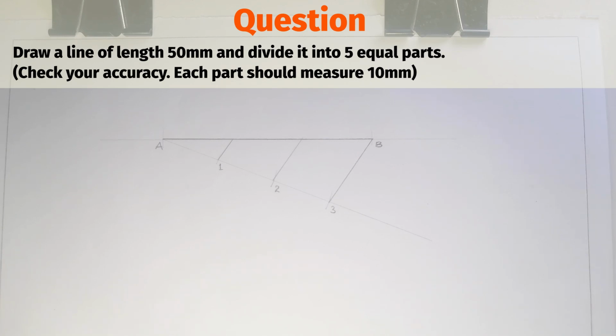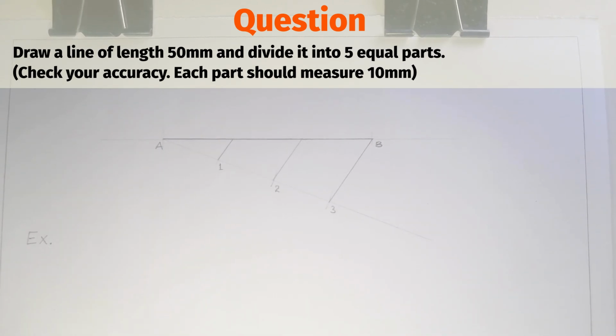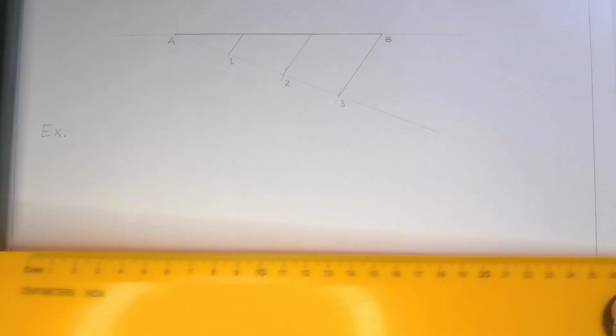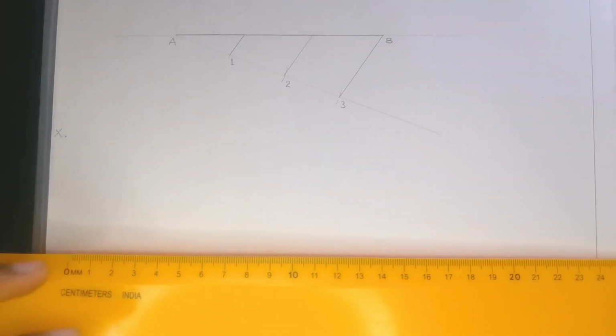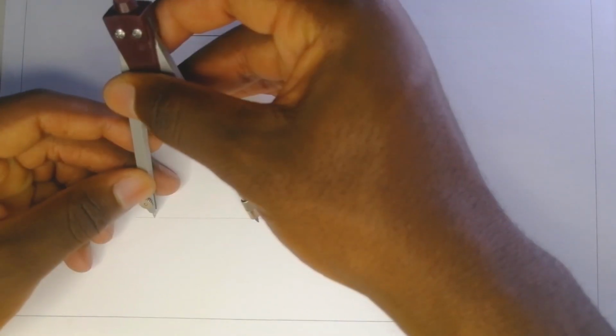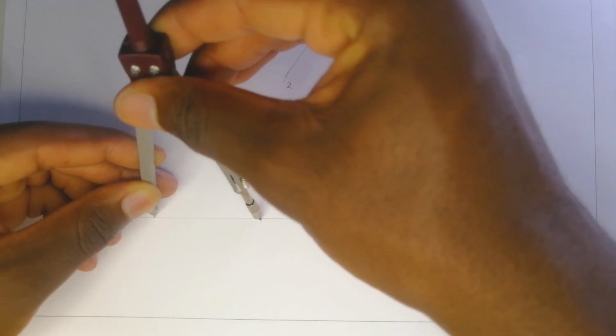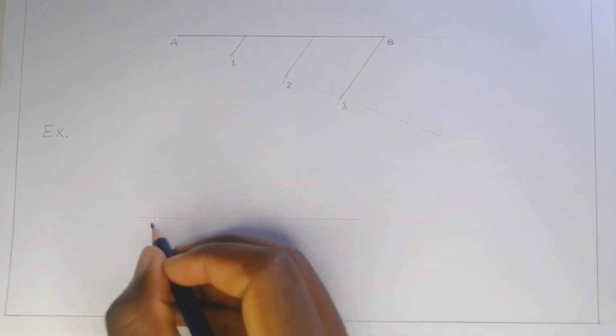After you have divided it into 5 equal parts, measure the length of each of the parts. I hope you get 10 millimeters. I hope you tried out the simple exercise. So I'll get my compass, pick the distance 50 millimeters or simply 5 centimeters, draw a construction line. Then on this construction line, I mark that 50 millimeters.